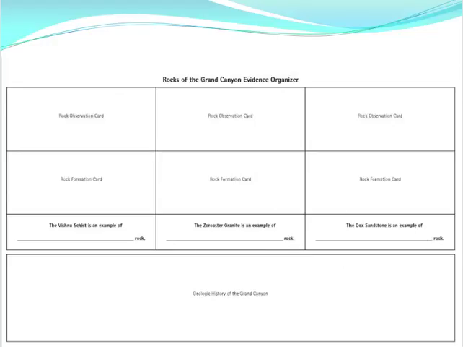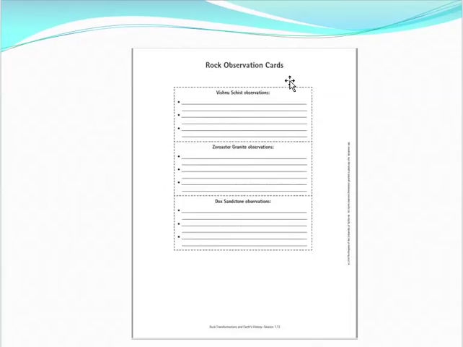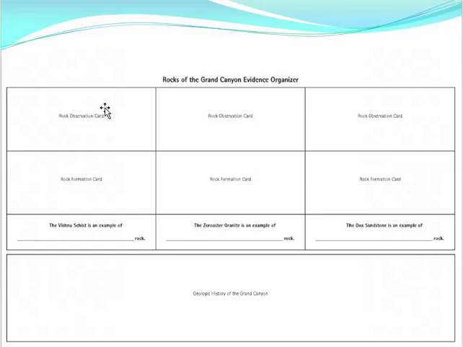So the first thing you need to do is get your paper that you received here, and you're going to cut out the Vishnu schist observation, and you are going to tape that, or you can glue it right in where it says the Vishnu schist. You can put it right there. This is the rock observation card, so we want the rock observation card for the Vishnu schist to be here.